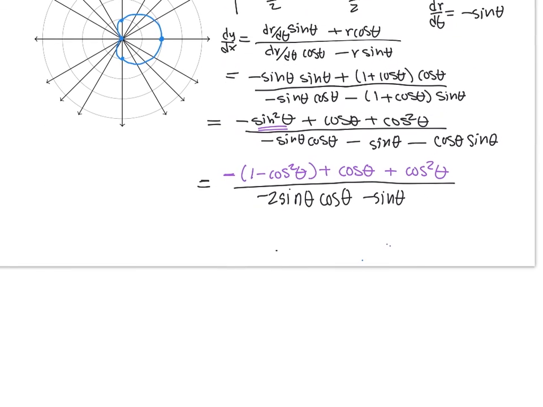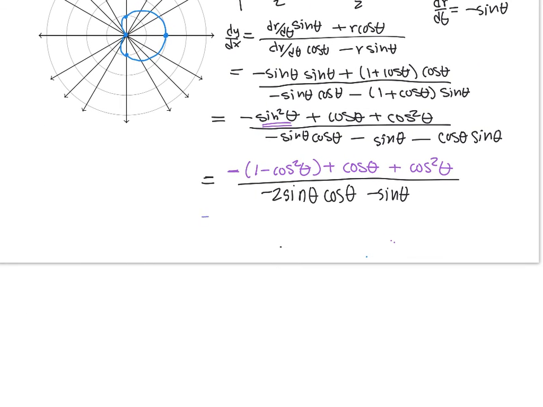And finally, when all is said and done and all like terms are combined, we have cosine squared theta, 2 of them in the numerator, plus a singular cosine of theta minus 1. In the denominator, I can take out the greatest common factor of negative sine of theta. So we have negative sine of theta times 2 cosine of theta minus 1. Oh, plus 1 since I took the negative out.